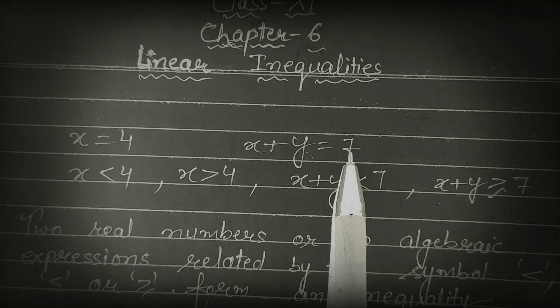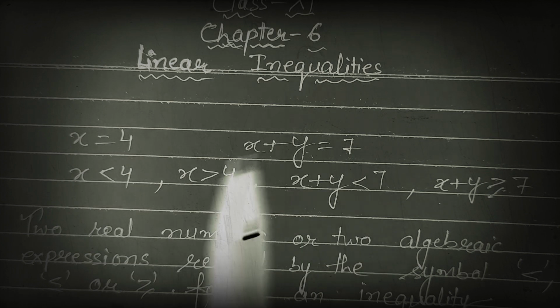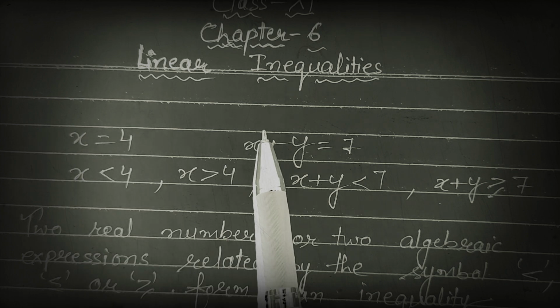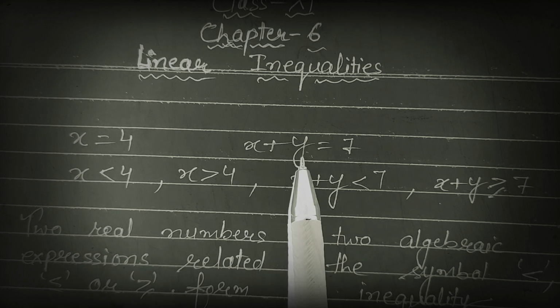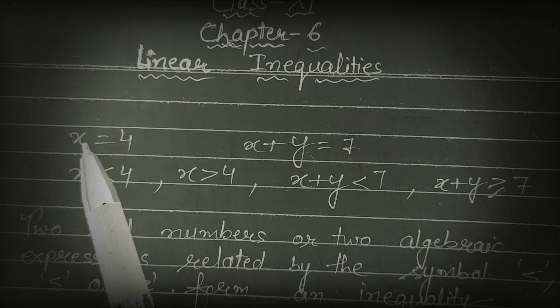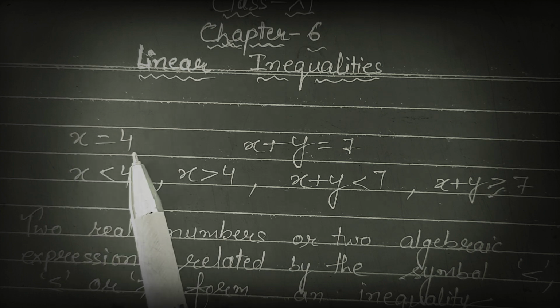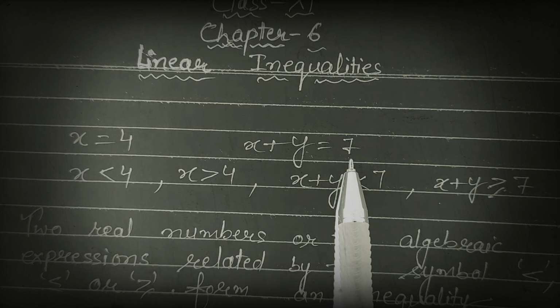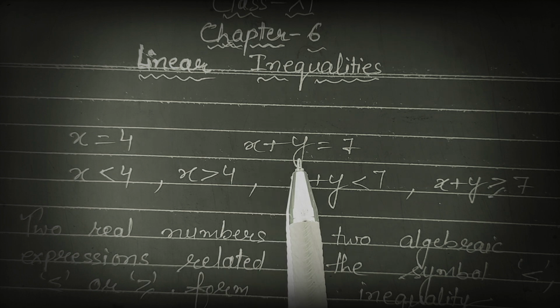x plus y is equal to 7. This is also a linear equation. Here x has power 1, and x has power 1, y has power 1. So these are called linear equations, and this linear equation is in one variable and this is in two variables. Here x and y are two variables.